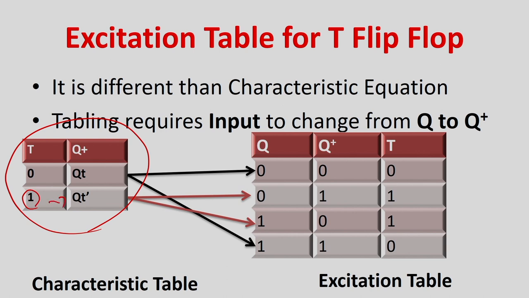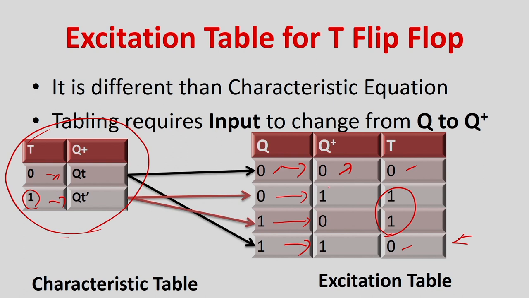What we want in the excitation table is this: suppose currently you are in state 0 and we want the next state to be 0, then what should be the value of T? From the characteristics table, whenever T is 0, the output doesn't change. That means for the 0 to 0 and 1 to 1 cases, T needs to be 0. If we want to change, suppose 0 is there and we want a 1, or 1 is there and we want a 0, in this case T needs to be 1. So this is the excitation table.